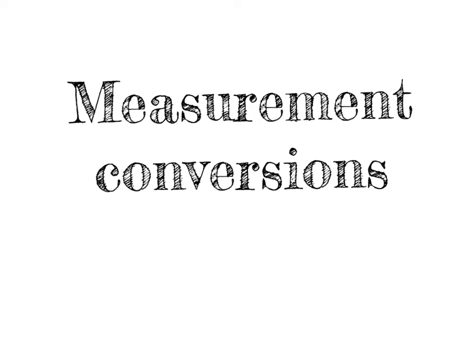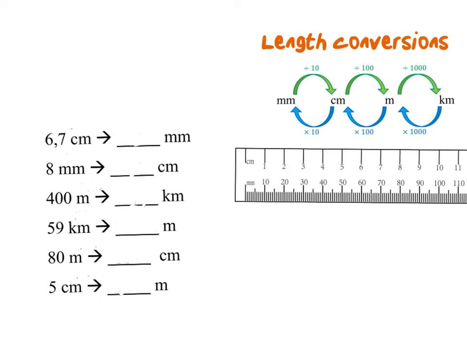Let's have a look at measurement conversions. Let's have a look first at length conversions. So if you look on your ruler, it will already tell you the conversion between millimeters and centimeters. You will see that there are 10 millimeters in every centimeter.